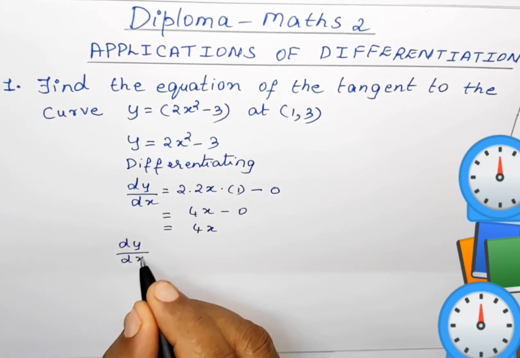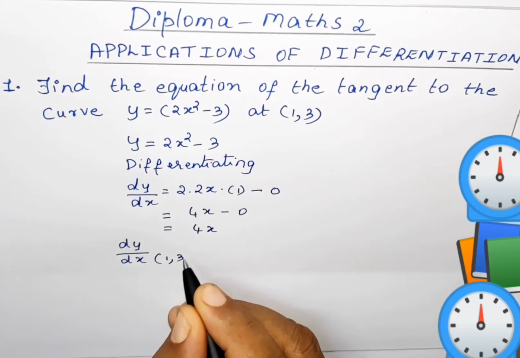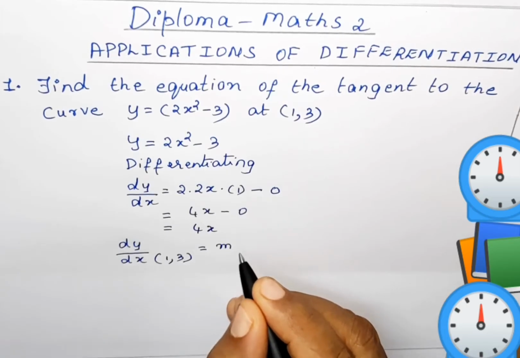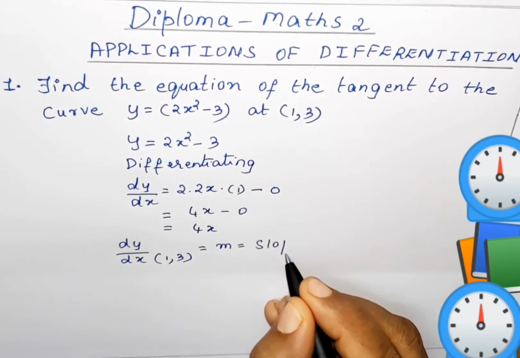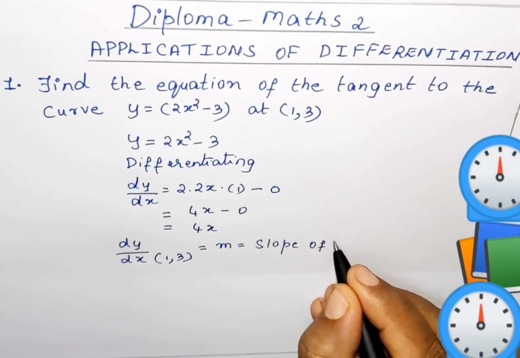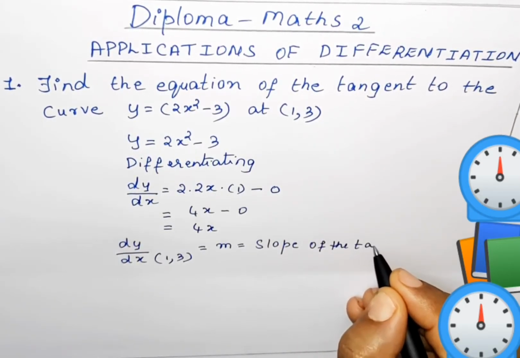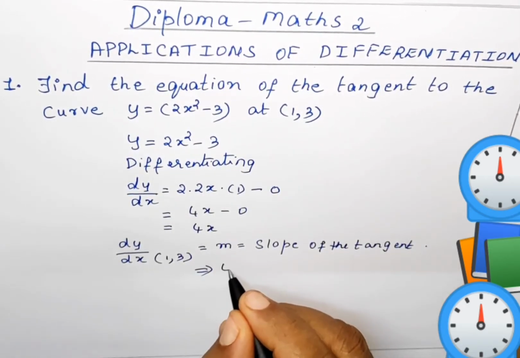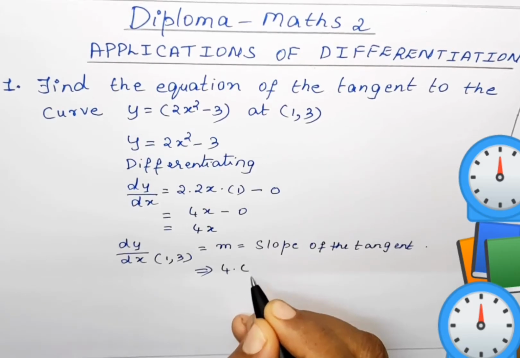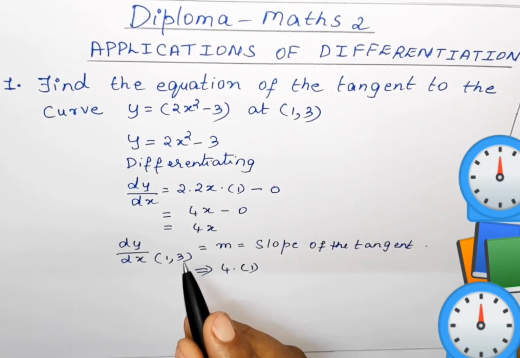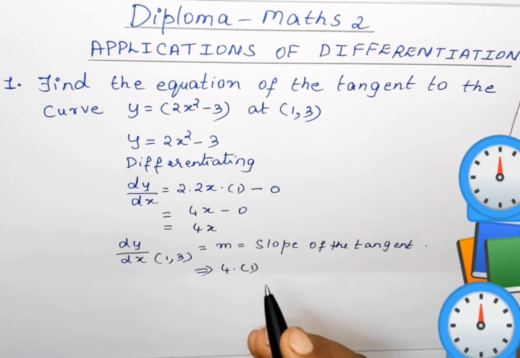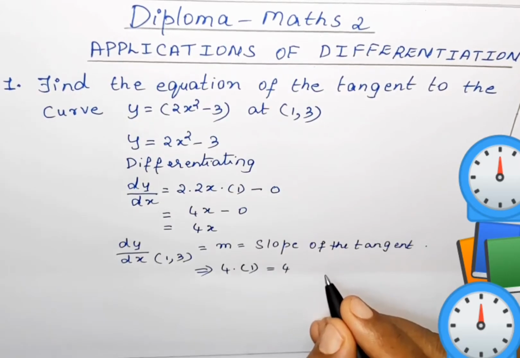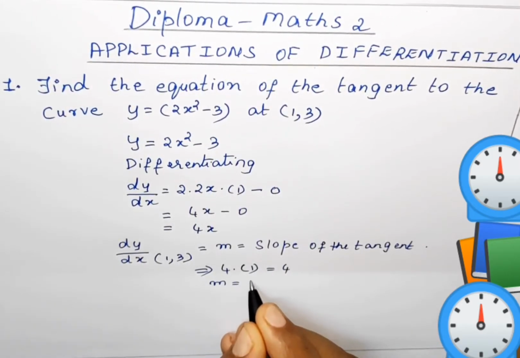Now dy by dx at (1, 3). Here our x is 1 and y is 3. Since we don't have y value here, let us substitute the value for x. That is, dy by dx at (1, 3) is equal to m, that is nothing but the slope of the tangent. So if you evaluate x is equal to 1 in the equation dy by dx, we get 4 into 1 since our x value is 1. So this becomes 4. That is m is equal to 4. This is the slope of the tangent.